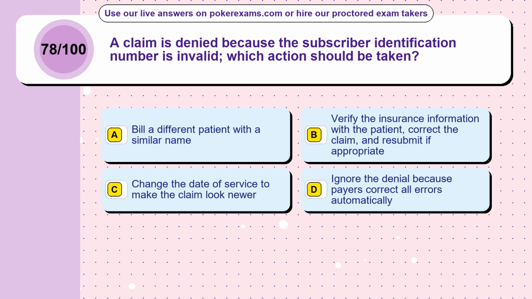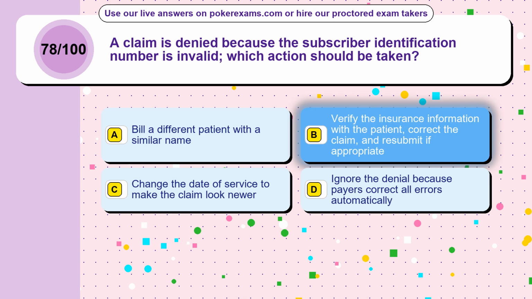Question 78. A claim is denied because the subscriber identification number is invalid. Which action should be taken? Option A. Bill a different patient with a similar name. Option B. Verify the insurance information with the patient, correct the claim, and resubmit if appropriate. Option C. Change the date of service to make the claim look newer. Option D. Ignore the denial because payers correct all errors automatically.